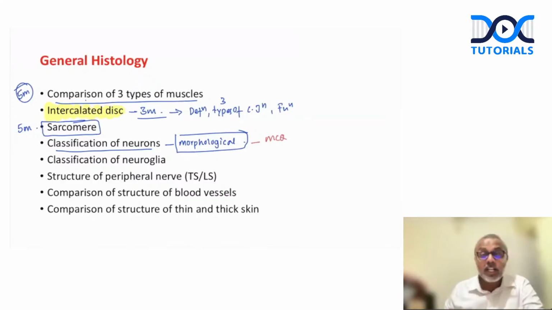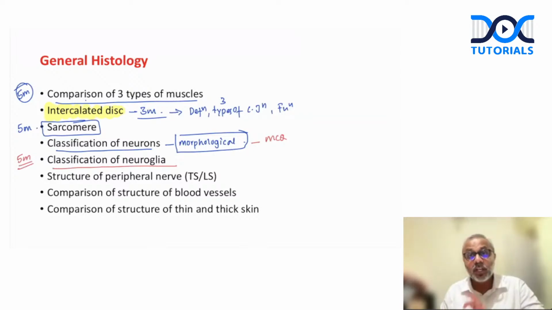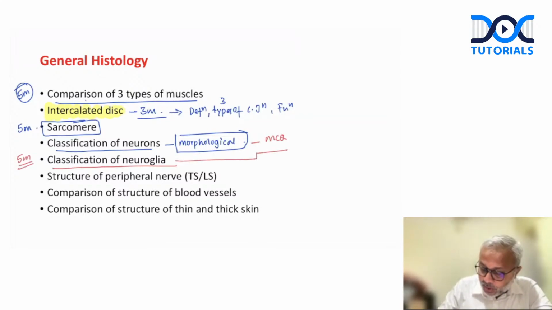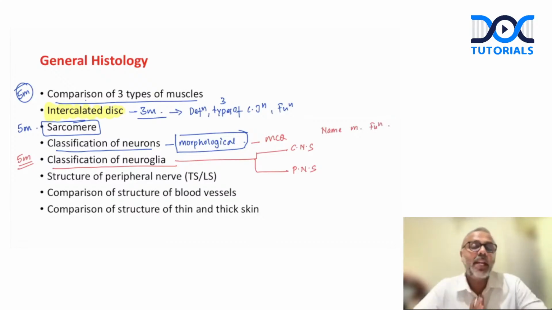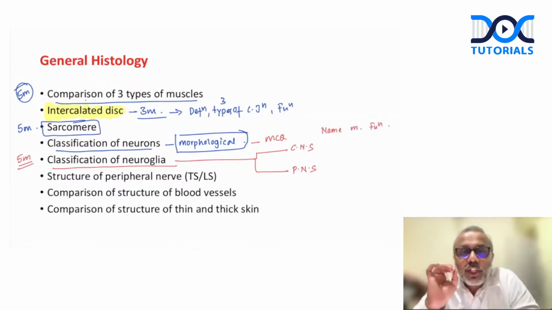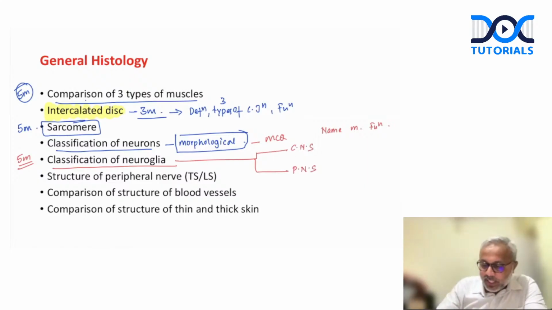Right? Done. In the topic of nervous tissue, classification of neuroglial cells, this is again a definitive 5-marker. So you should be able to classify the neuroglial cells as neuroglial cells of the CNS, neuroglial cells of the PNS, right? So you should be able to write name of the cell, morphology, function, right? This is how you should be able to describe each of the neuroglial cell. Are we clear? Right? So this again could be very important MCQ.